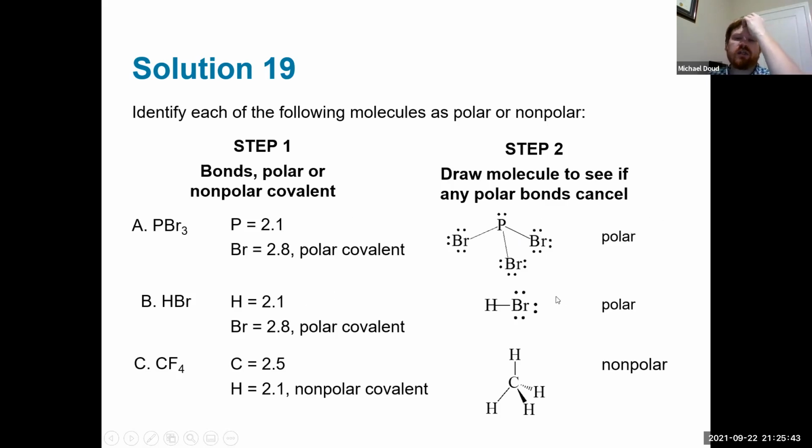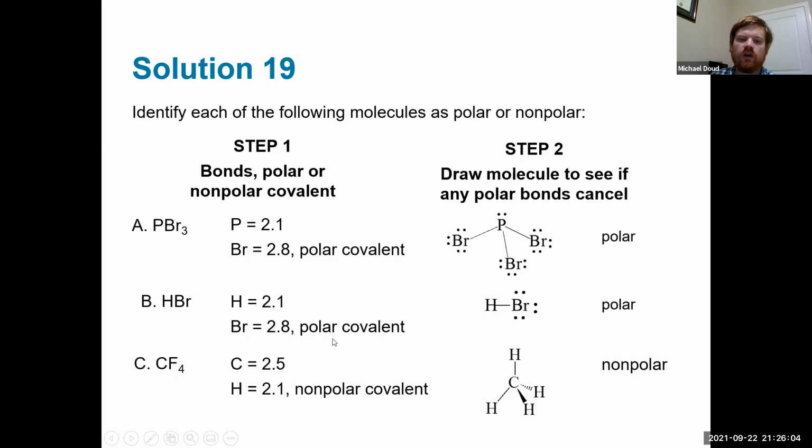HBr is pretty easy because there's only 1 bond that you have to worry about here, the hydrogen-bromine bond. So bromine has an electronegativity of 2.8. Hydrogen is 2.1. So the difference in electronegativity is 0.7, meaning that it's a polar covalent bond. And because there's no way for it to cancel out, there's only the 1 bond, it's a polar molecule.